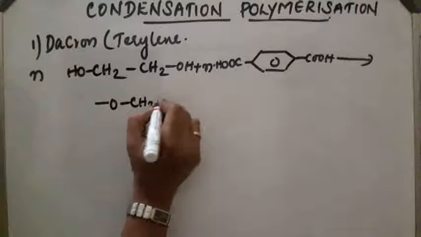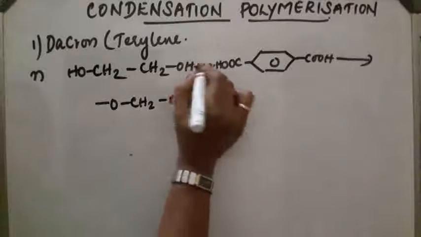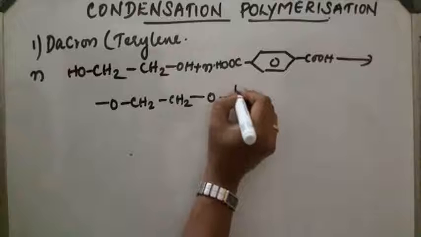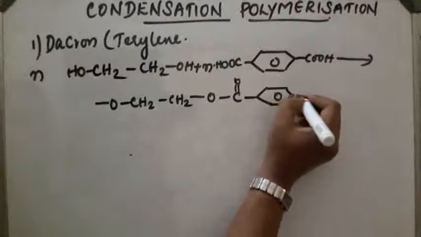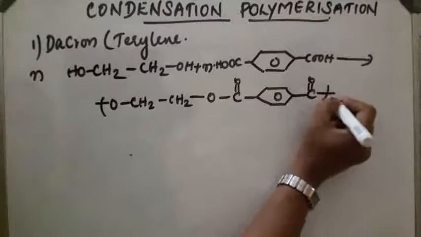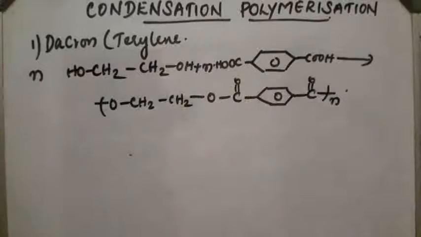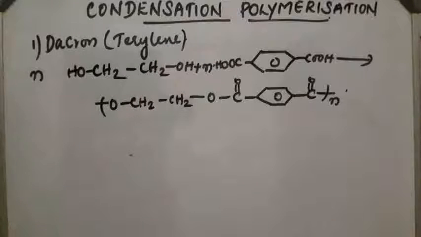Here one hydrogen atom is removed. So, CO, water molecule is removed, C double bond O, C double bond O, n times. It polymerizes and forms dacron. This will be the product, dacron or terylene.